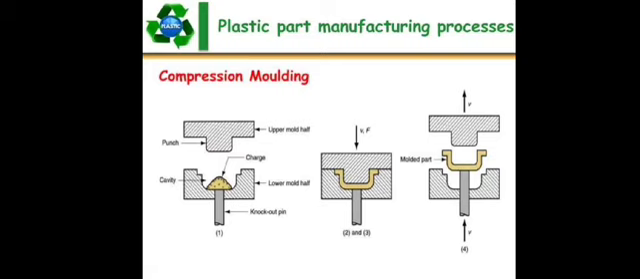The molding temperatures are used in the range of 130 degrees Celsius to 200 degrees Celsius. The cycle time may be long, so it is desirable to have a multi-cavity mold to increase the production rate.